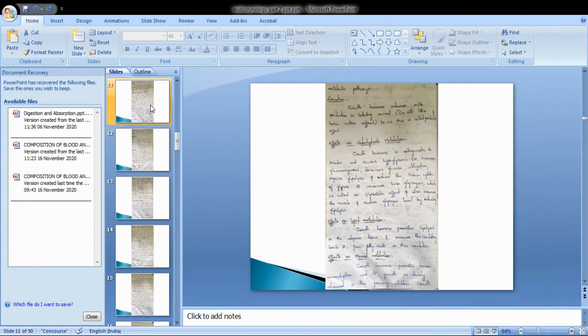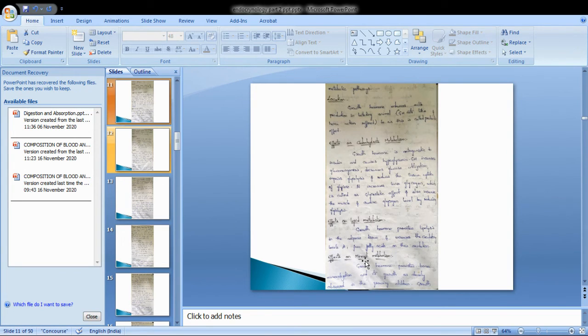Effects on lipid metabolism. Growth hormone promotes lipolysis in the adipose tissue. That means breakdown of lipids. It increases the circulating levels of free fatty acids and their oxidation.